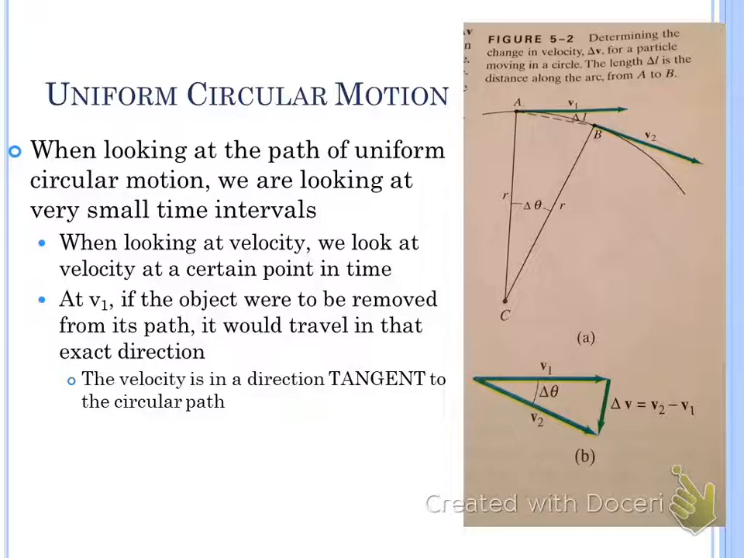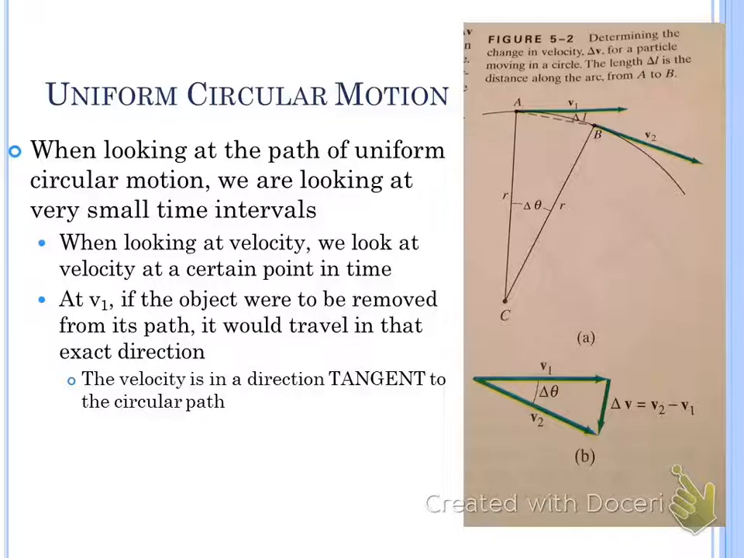Right? If we released it at point A, assuming that it's moving in the clockwise direction, it would fly off in a straight line, right? Because its net force at that point is taking it in that exact direction. If we let it go a little bit further to point B, it would be released in a straight line in that direction because its net force is pushing it in that direction at that point in time.